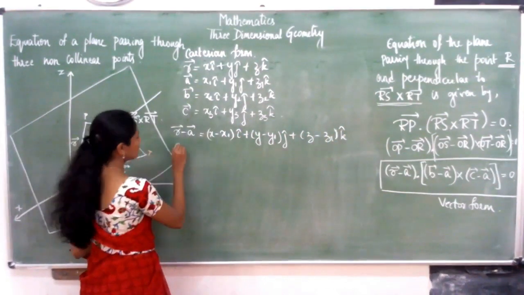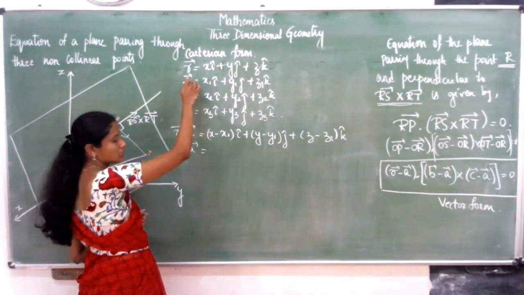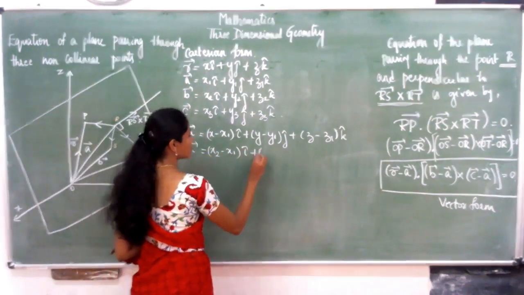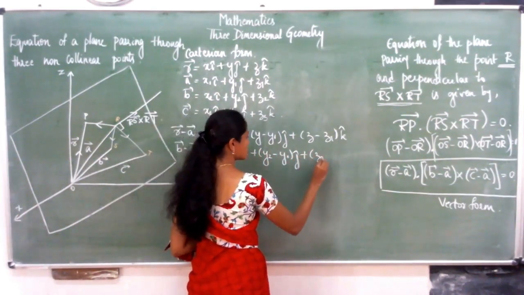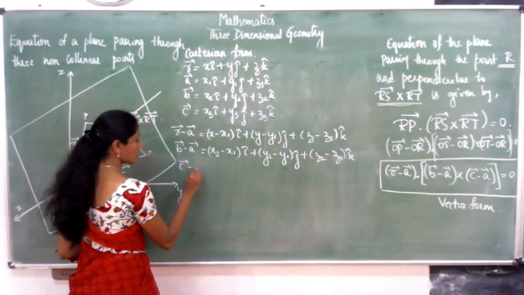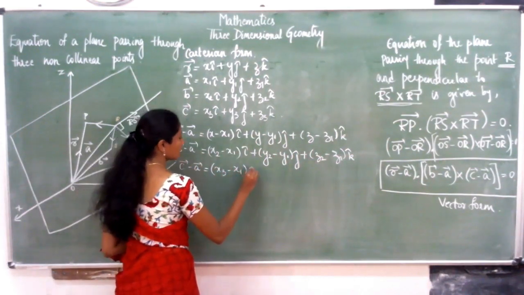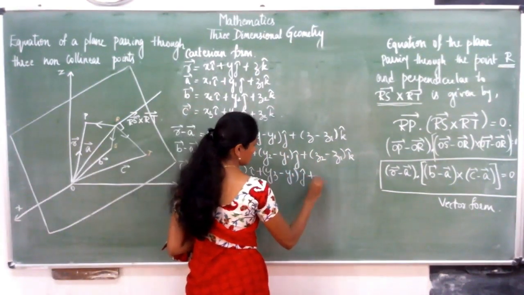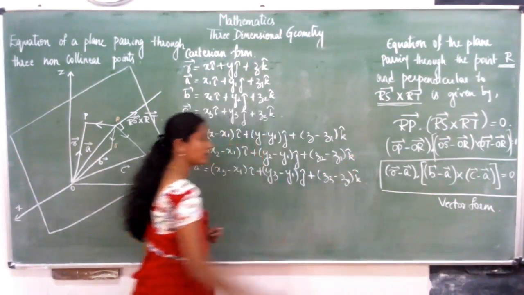Then vector b minus vector a will be equal to (x2 minus x1) i cap plus (y2 minus y1) j cap plus (z2 minus z1) k cap. And vector c minus vector a will be equal to (x3 minus x1) i cap plus (y3 minus y1) j cap plus (z3 minus z1) k cap.